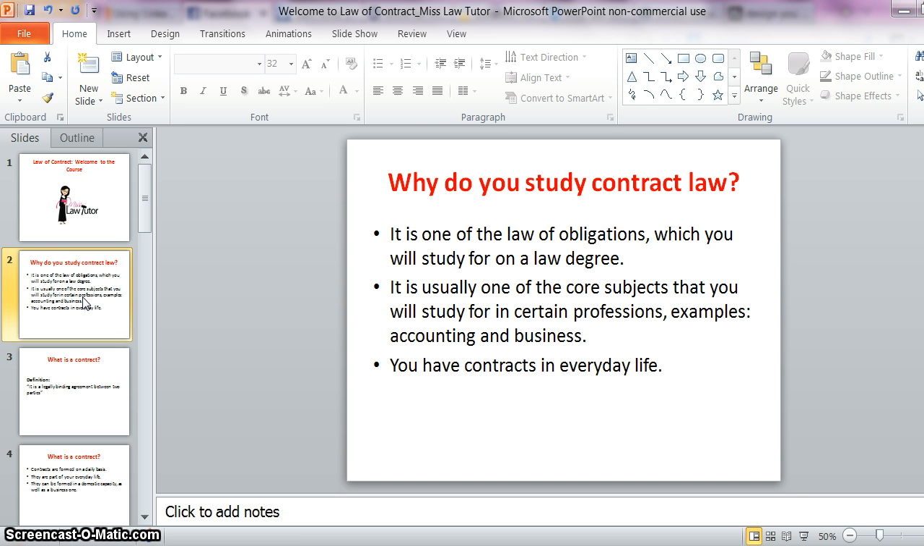And then you may be a person who's currently studying for a professional qualification in the fields of accounting or business, and you may have to study contract law. Or you may simply be a person who wants to find out more about law of contract because you see the impact that it has in your everyday life. You may even be a business owner wanting to understand it.